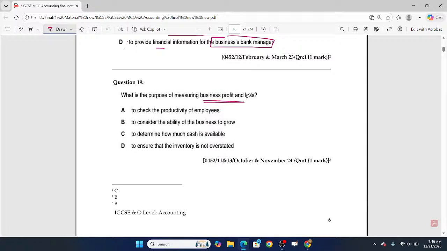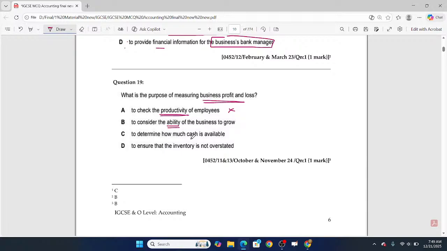Very much important for understanding whether the business is doing well or not. Check the productivity of the employees. No, productivity of employees means you have to compare the employees with the output generated. It is not due to the preparation of profit or loss. To consider the ability of the business to grow. No, growth is not directly linked with your profit and loss. Sometimes you don't get the profit, expecting the business will grow in the future. So profit and loss will not communicate its growth.